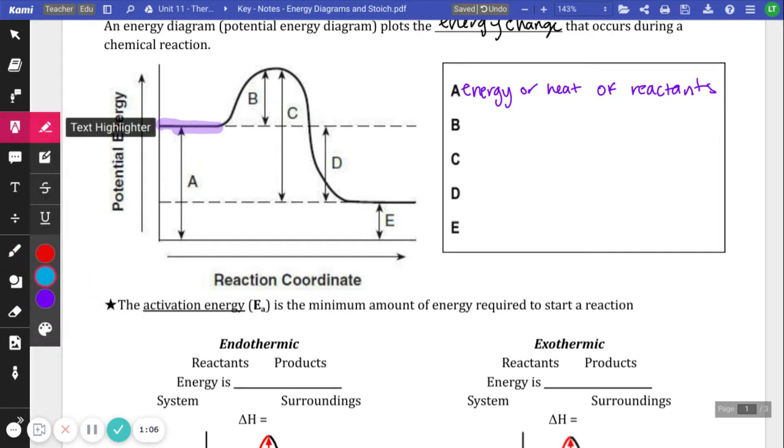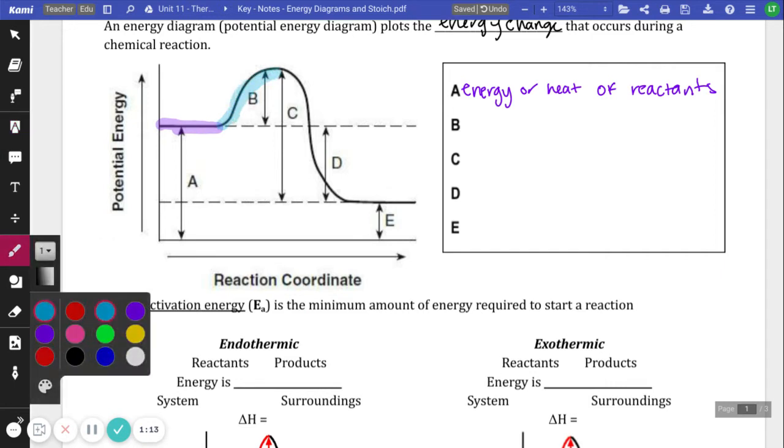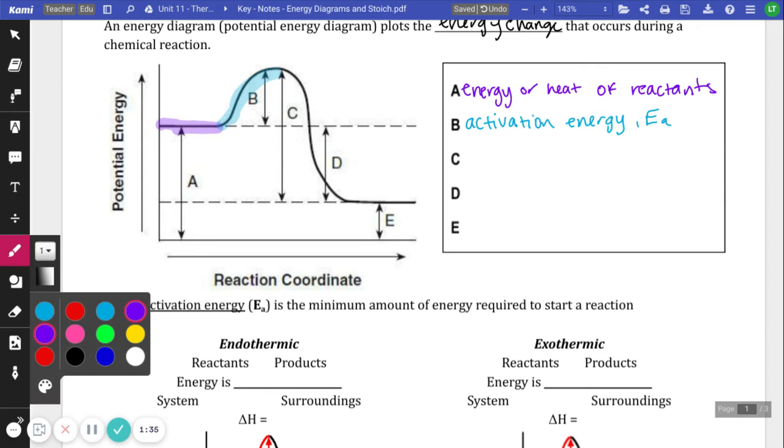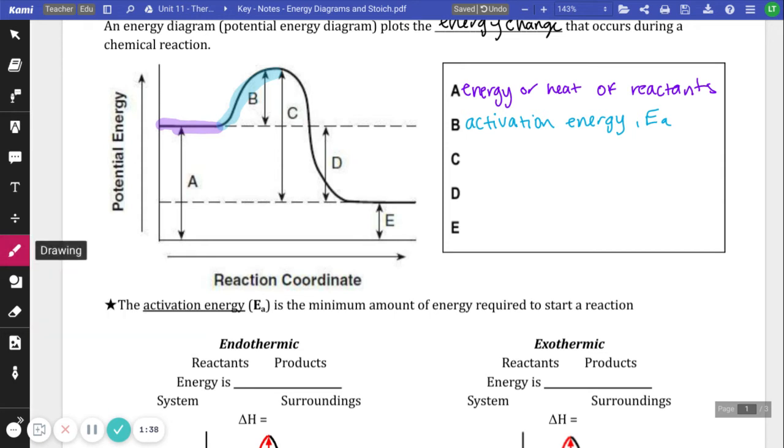Next, we have right here, B. It's this hump up to our top spot. That is our activation energy. That is the energy required to get our reaction to start. So whether it's endothermic or exothermic, all reactions have an activation energy, just the amount of energy you have to put in in order to get your reaction to go. So that's our activation energy. I'm going to skip a little bit and I'll come back to them.